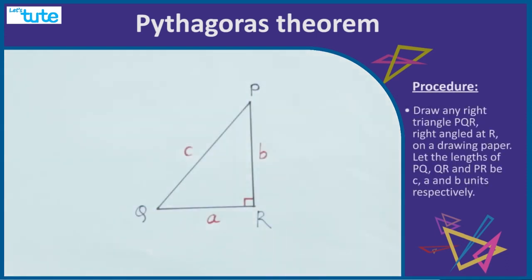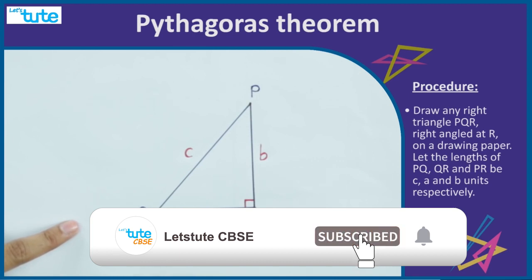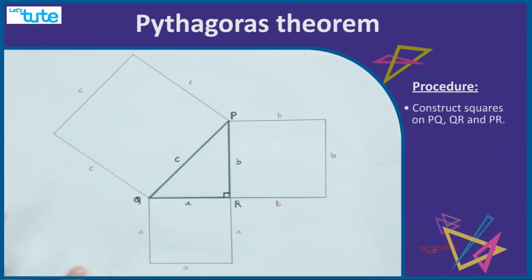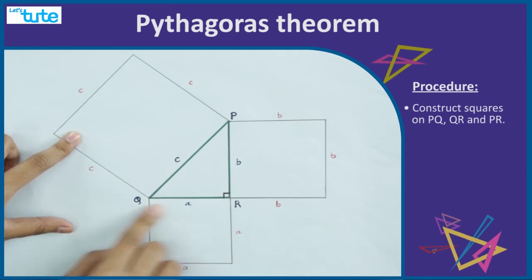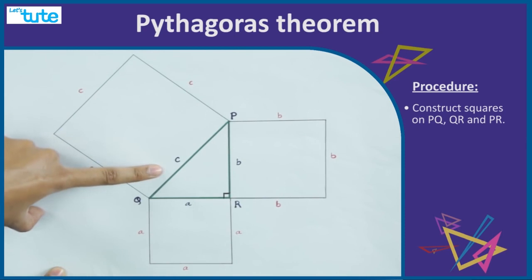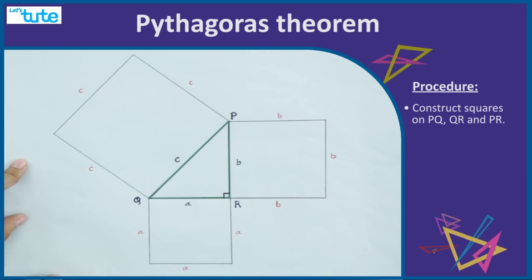So first, draw a right-angled triangle PQR, right-angled at R, and name the sides PR, QR, and PQ, B, A, and C units respectively. After you finish drawing the triangle, you need to construct squares on each of the sides of the triangle. That is, you need to construct squares on side PQ, QR, and PR. After construction, the figure will look somewhat like this.